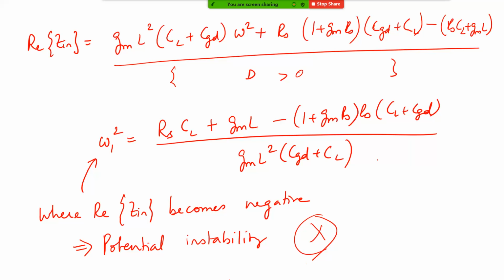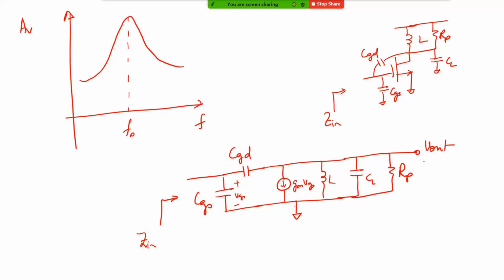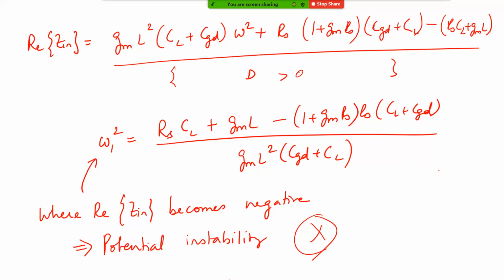Now, in this topology where we have not even done any input matching, if you have an inductive load, there is a possibility of the real part of the input impedance becoming negative at some frequency. For example, it can look something like this. The real part of Zin at lower frequencies will be very, very high, and it will fall like this. There is a possibility it can go negative also, and it can come out also, but in this region it is potentially unstable.